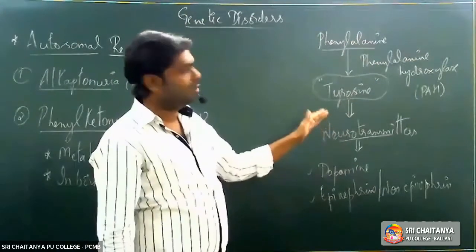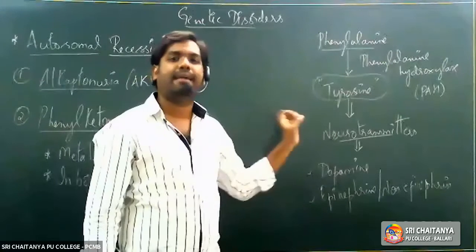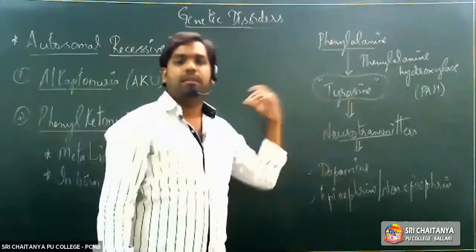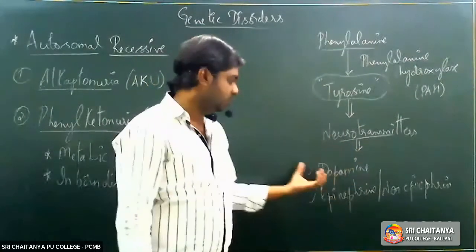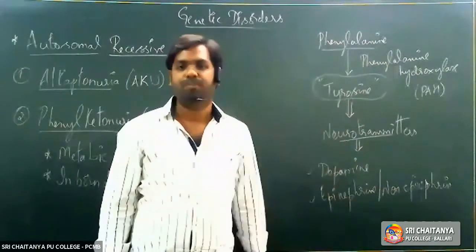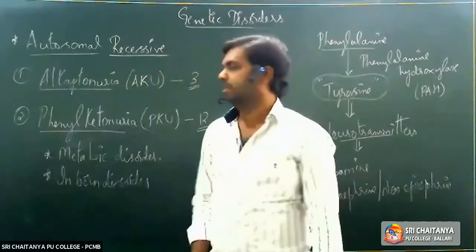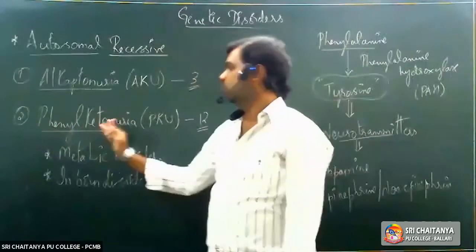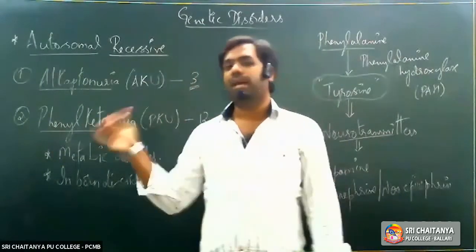Once the tyrosine is being formed, this tyrosine will now start acting as a precursor for the synthesis of neurotransmitters such as dopamine, epinephrine, as well as norepinephrine. Now again coming back to our disease condition here, phenylketonuria. So what happens in phenylketonuria?